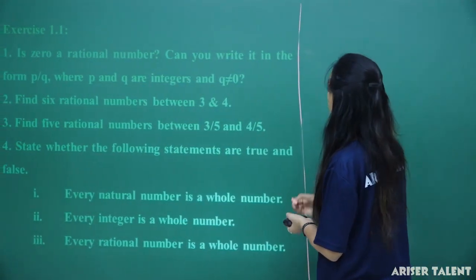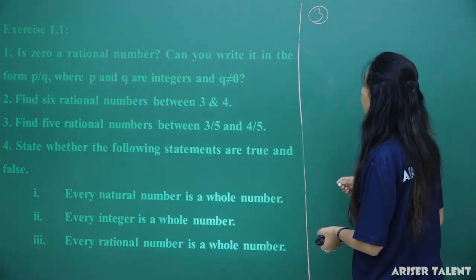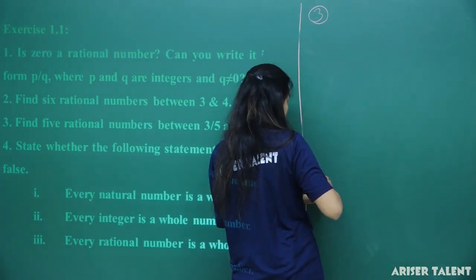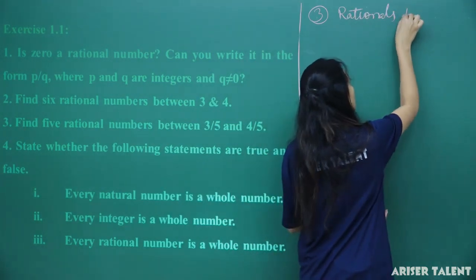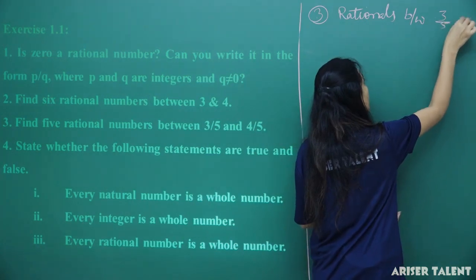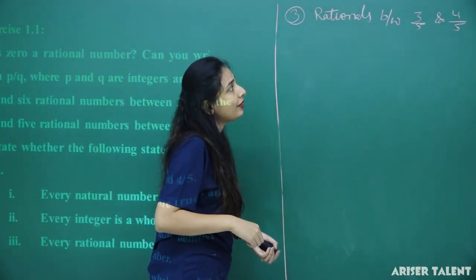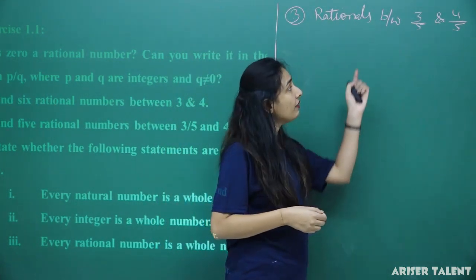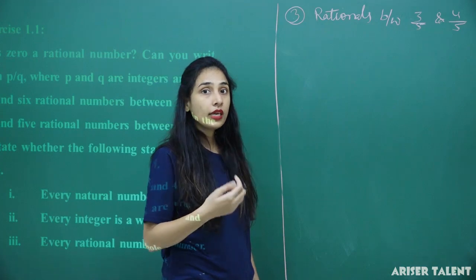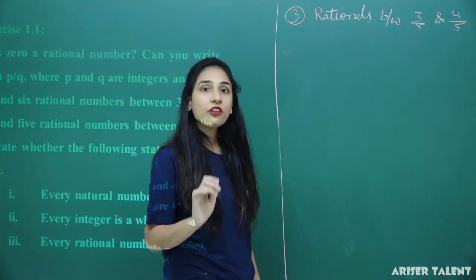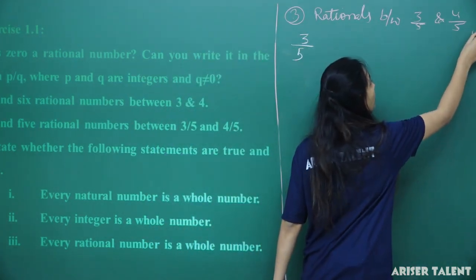Now question number 3. Find 5 rational numbers between 3 by 5 and 4 by 5. How many? 5. Okay, so in that case, what will you do? You will say, ma'am, in this particular question we already have the denominator here, so how will it be converted to something else? We clearly have to give 5 numbers between them. What can be done, given that we have 3 by 5 and 4 by 5?